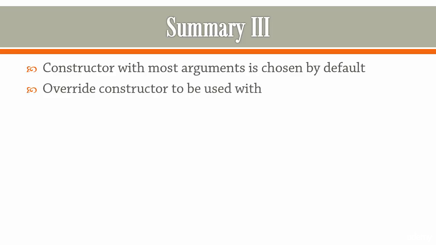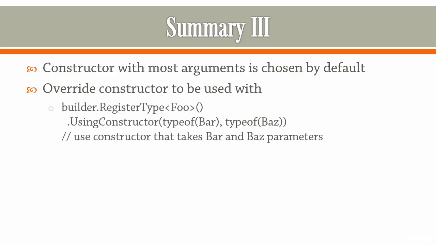So you can specify your own constructor to be used, and this is done using the using constructor function. So here we say builder register type foo, but then we say please use a constructor which takes two arguments, where the first argument is of type bar and the second argument is of type baz. You simply provide them comma separated inside round brackets. So this is a hint which constructor to actually use.